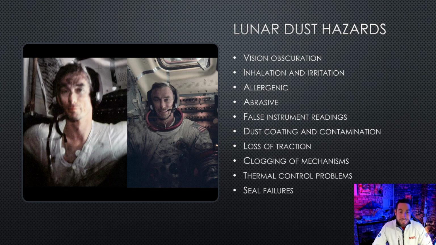And then it can get into the seals of spacesuits, and it can lead to seal failures. It's a very abrasive material, so once it gets in there and starts rubbing after every extravehicular activity with all this movement, it can start to break down the seals. And if the seals of your spacesuit fail, that's not going to be a good thing at all. So this is a significant hazard that poses a huge risk to astronauts.